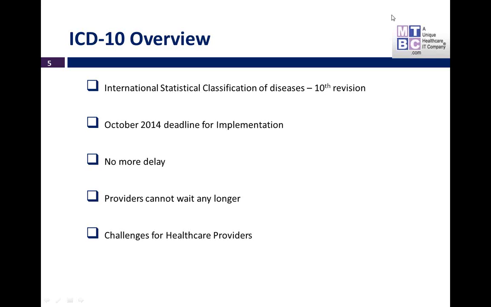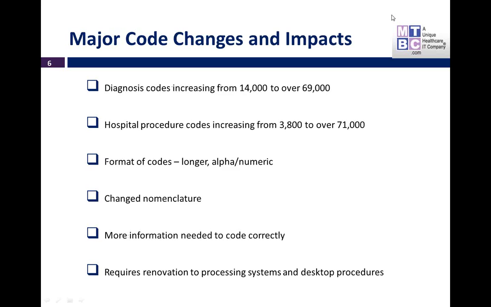ICD-10 consists of two parts. The first one is ICD-10 Clinical Modification for Diagnosis Coding and the second is the ICD-10 Procedure Coding System for Inpatient Procedures Coding. The deadline for the United States to begin using ICD-10 Clinical Modification for Diagnosis Coding and the Procedure Coding System for Inpatient Hospital Procedures Coding is October 1st, 2014. It means that providers cannot wait any longer and that they will also be facing a lot of challenges in understanding ICD-10 completely.